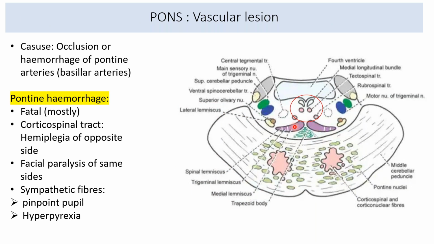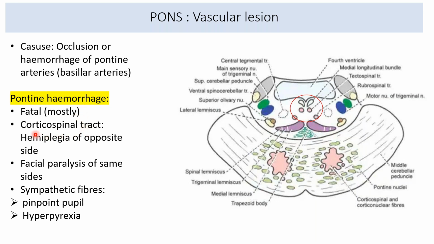Now we come to the lesions of the pons. With our knowledge of all the elements in the ventral and the dorsal part, now vascular: any occlusion or hemorrhage in the pontine arteries or the basilar arteries will lead to pontine hemorrhage, which is mostly a fatal condition, because we know all the important respiratory centers are there in the pons.